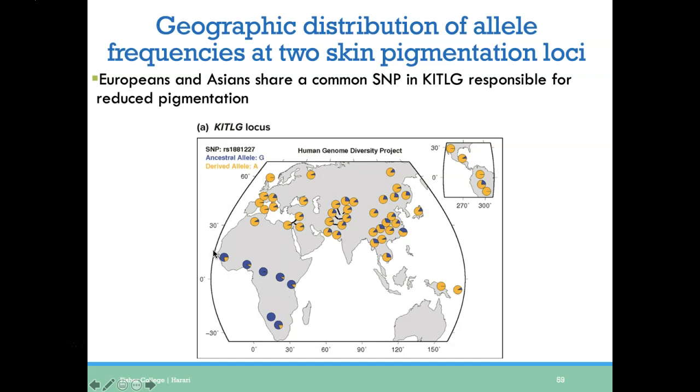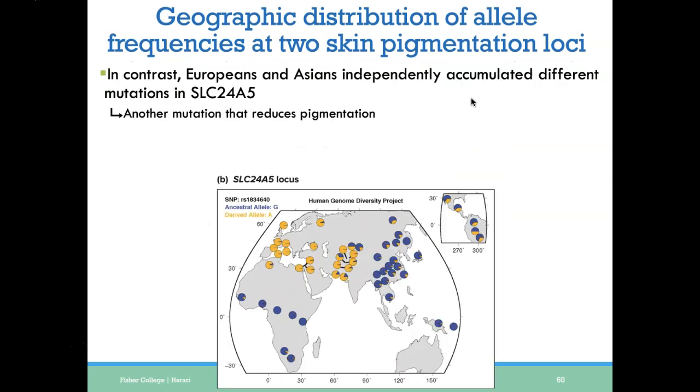So you can look at Africans who have, in this SNP, this one pigmentation gene called KIT-LG that encodes for reduced pigmentation. So if you have an A, that encodes for reduced pigmentation; if you have a G, that is increased pigmentation. So you can see there is always a small minority, even in African populations, that have reduced pigmentation. But based on a founder effect, based on how humans migrated, and also based on selection, based on UV exposure, you see that this A SNP is a lot more prevalent in Europe and Asia. So Europeans and Asians share a common SNP in this KIT-LG gene responsible for reduced pigmentation.